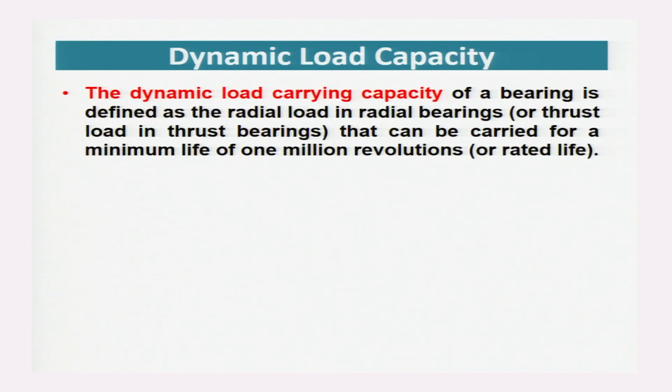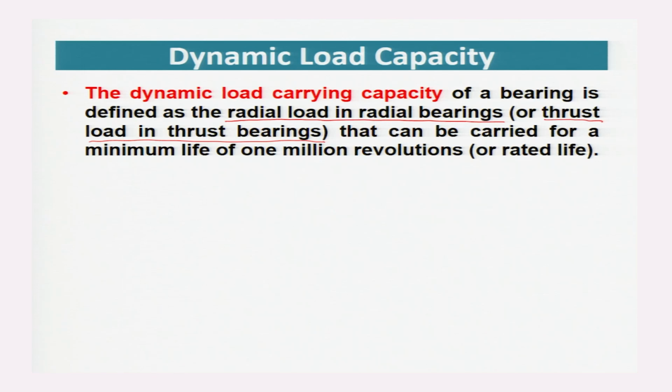The next is the dynamic load capacity. The dynamic load capacity of a bearing is defined as the radial load in the radial bearing. So in the case of radial bearings, radial load is applied, or thrust load in the thrust bearings, that can be carried for a minimum life of 1 million revolutions. Most of the manufacturers of rolling element bearings take rated life as 1 million revolutions.